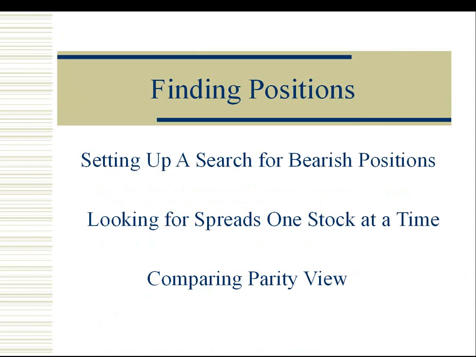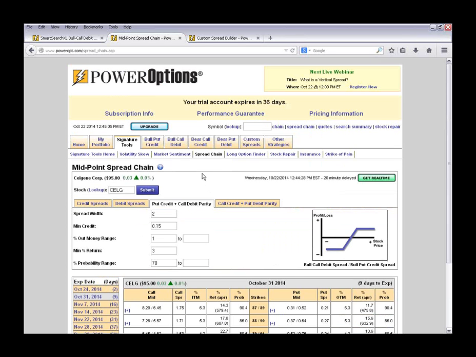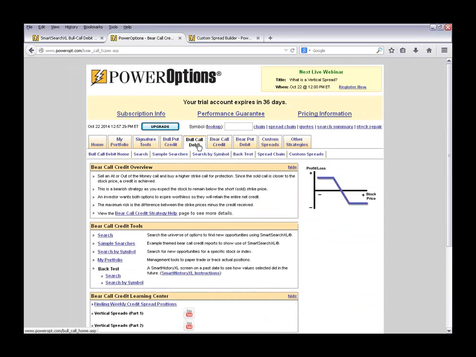Let's briefly now jump back into Power Options. Let's take a look at our bear call credit, set some basic criteria from scratch, and see what we can find. All right, so we're back in that spread chain tool, but before we go back into the spread chain tool to compare the parity, I want to go to bear call credit, and we're going to go directly into the search.